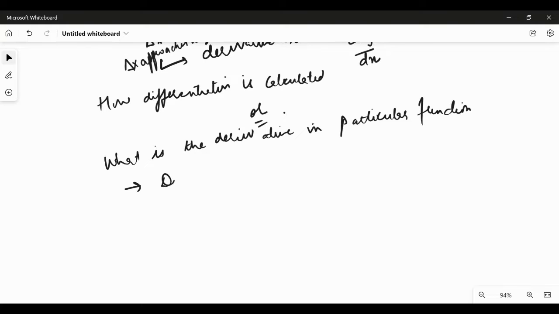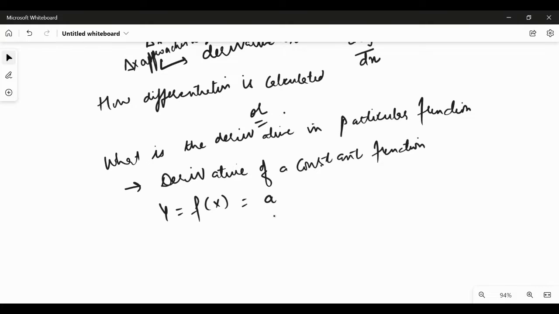So first of all, the derivative of a constant function. Now see this, what is constant here? A constant function is expressed as y is equal to function of x is equal to a, where a is considered as constant. Now what does this imply? It implies that y does not vary as x varies. With the change in x, there is no change in y. Why? Because a is constant. So we can write here dy divided by dx is equal to 0.